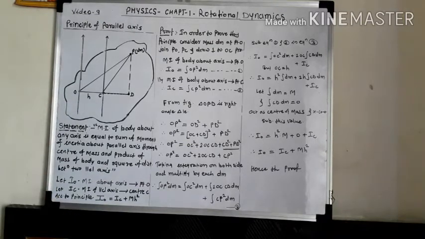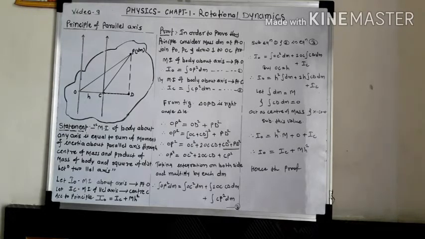IO is equal to IC plus MS square. You have to draw this diagram, state the principle and its mathematical form, then you get 1 mark, half to 1 mark, for this principle of parallel axis. Then there are 2 marks for the proof.